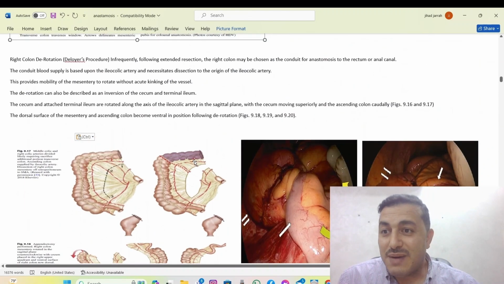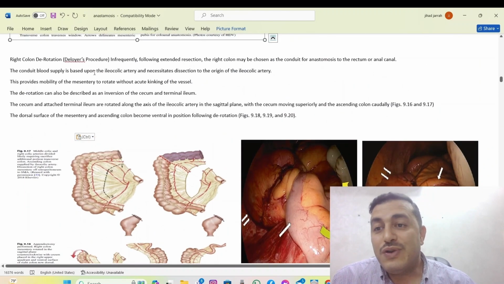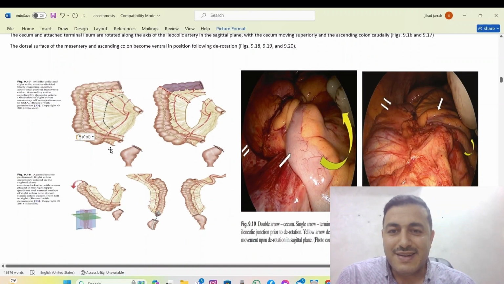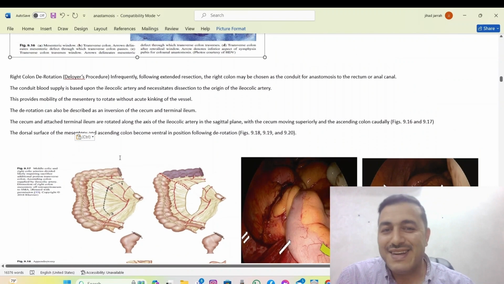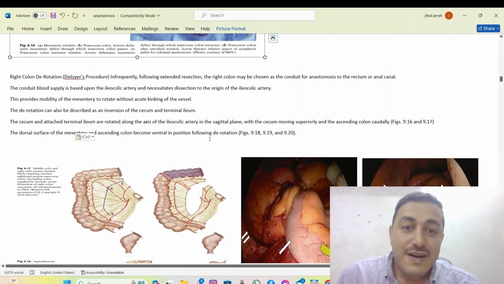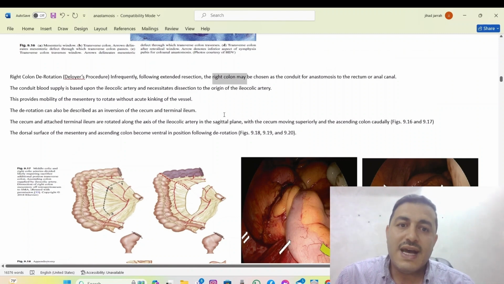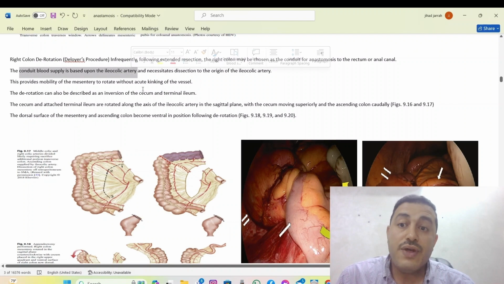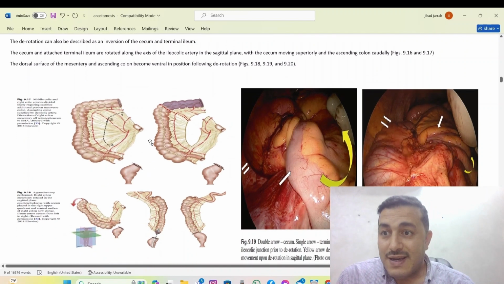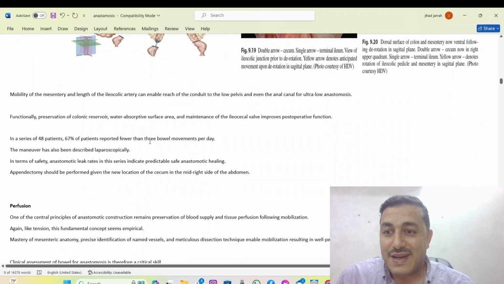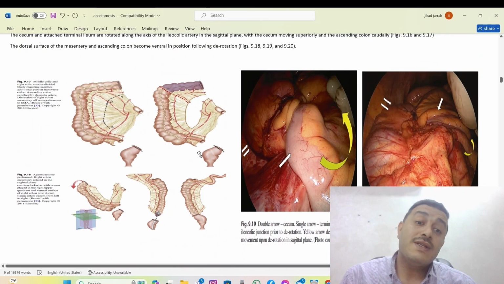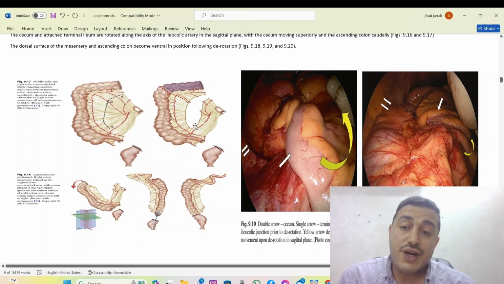Okay, what other information about right colon derotation or the DeLoyer procedure didn't we say? I hope you imagine it. It's interesting when you understand it. We said that the right colon is chosen as a conduit now, and the conduit is dependent on the ileocolic artery. What else? There are some studies that show it's a safe procedure, even regarding the healing.